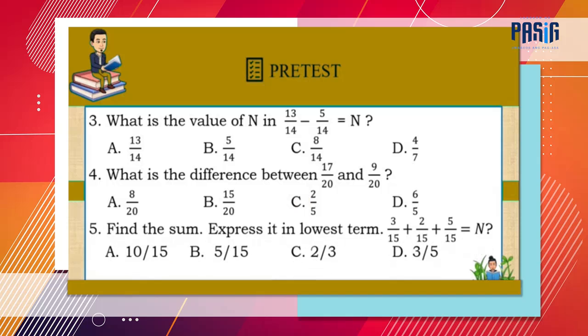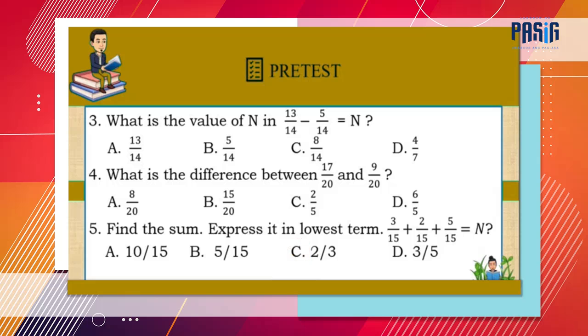Number 5. Find the sum. Express it in lowest term. 3/15 plus 2/15 plus 5/15 equals n. A. 10/15, B. 5/15, C. 2/3, or D. 3/5. Time's up. The answer is letter C, 2/3. Did you get all the correct answers?